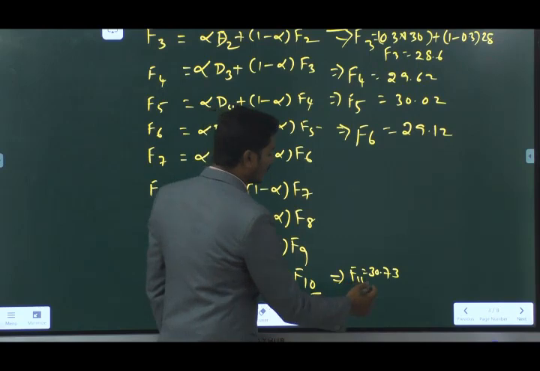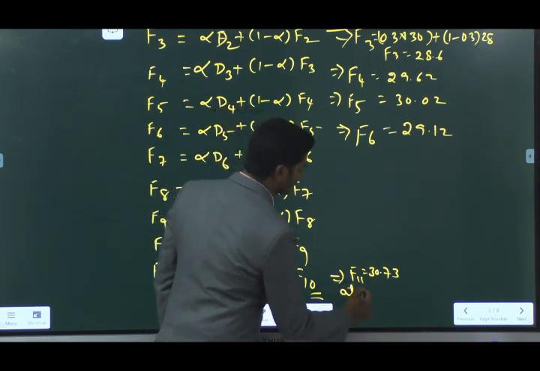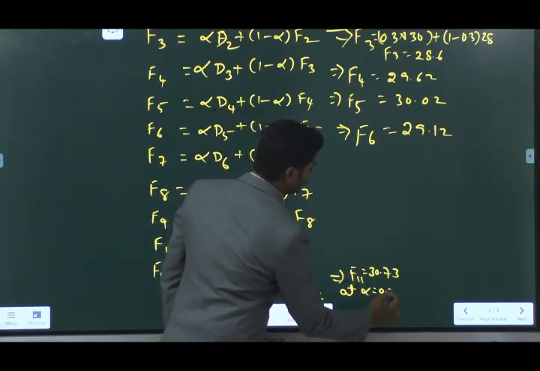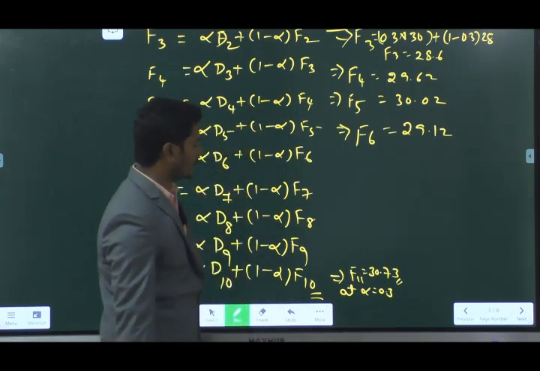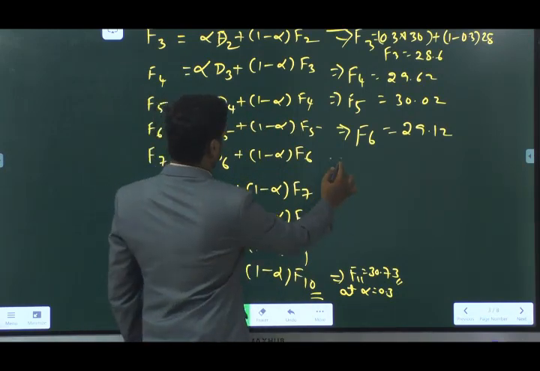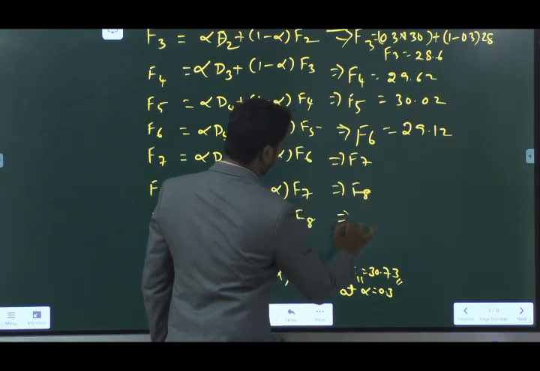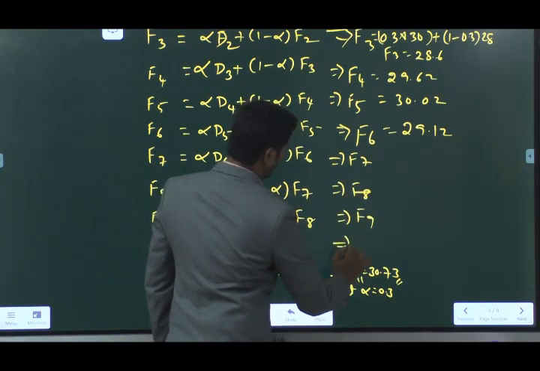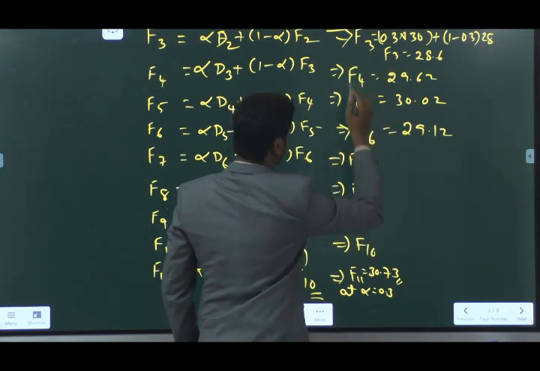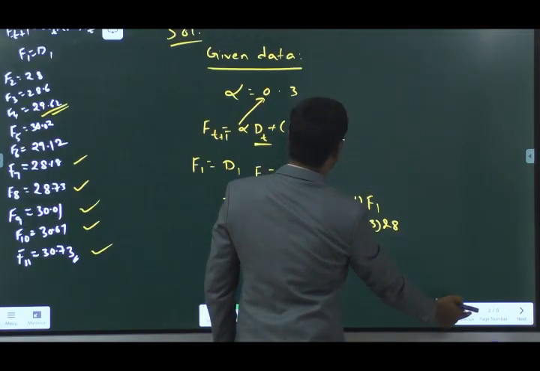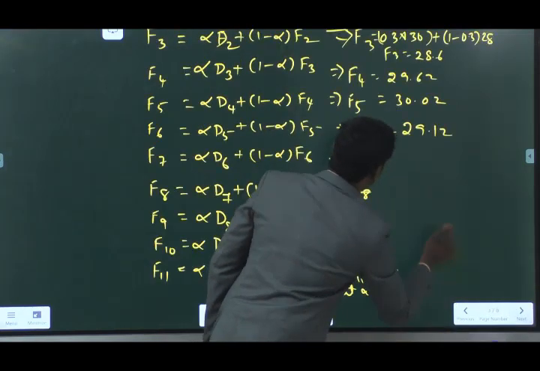This forecast demand we calculated with the exponential smoothing constant of 0.3, and we get 30.73. What about the F7 value? I would like to write these values here to avoid confusion. Based on this principle, we calculate all these values, and F7 means 28.18.